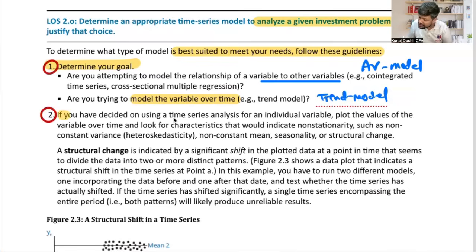Second, if you have decided on a time series analysis, whichever model you use, linear model or log linear model, right?